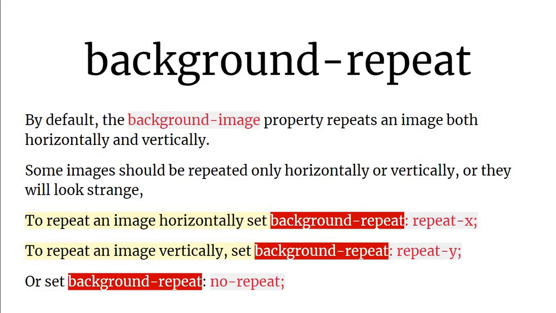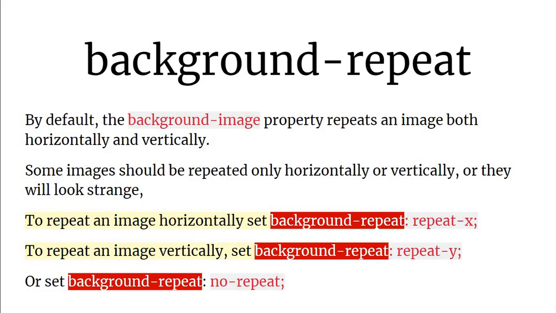Now some images should be repeated only horizontally or vertically, or they will look strange. To repeat an image horizontally, we have to set background-repeat: repeat-x. Repeat x means repeat it horizontally. Again, if you want to repeat it vertically, you have to put repeat-y. Or if you don't want the background image to be repeated at all, you can put no-repeat.